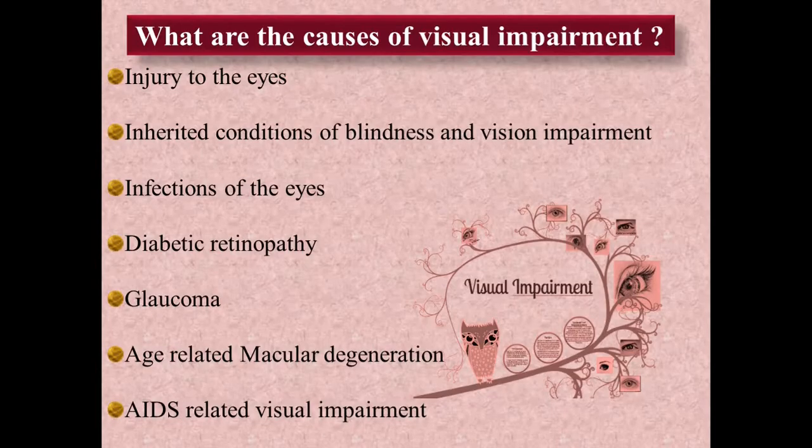What are the causes of visual impairment? Injury to the eyes, inherited conditions of blindness and vision impairment, infection of the eyes, diabetic retinopathy, glaucoma, age-related macular degeneration, AIDS-related visual impairment. So the causes regarding the visual impairment and disability of the children lie well within one's hereditary endowment as well as socio-psychological and physical environment.